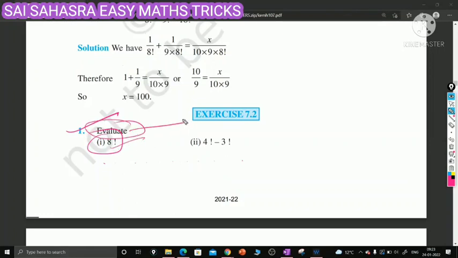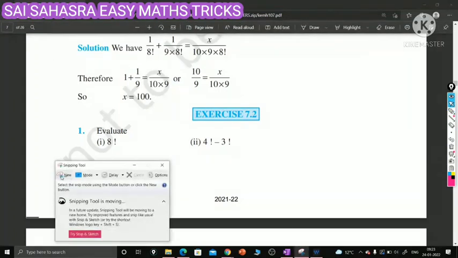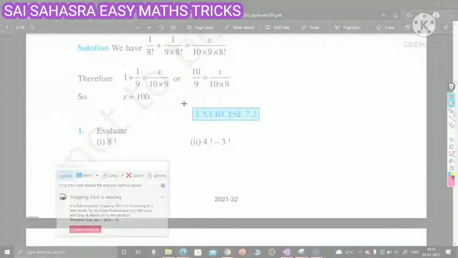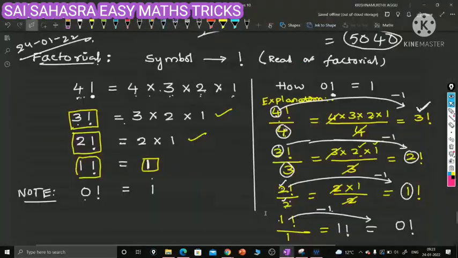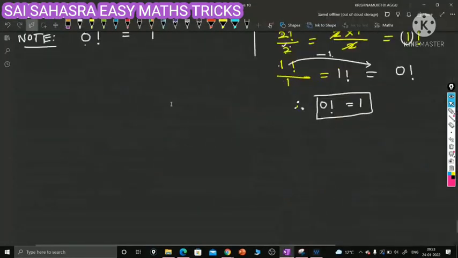Here evaluate is there. Evaluate means find the value. What is the meaning of evaluate? Find the value. So first of all, can you do it? Yes, sir. Exercise number 7.2. Second one I will explain to you. Even though this is also very easy, you can solve in your own way. But I wanted to explain exercise number 7.2.